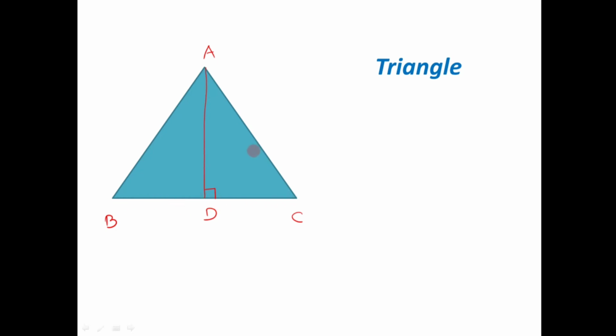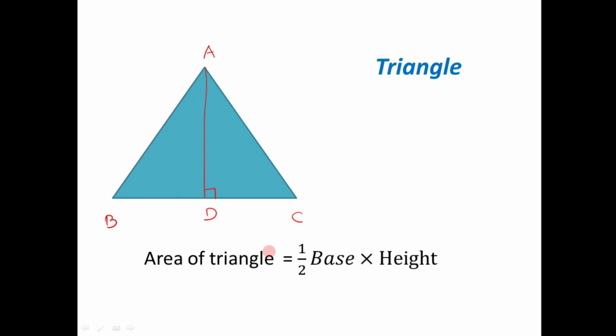So by having this, we get the formula for the area of a triangle: area of a triangle is equal to 1/2 into base into height. In this case BC is the base and AD is the perpendicular drawn on BC, that's why AD is the height. So by using this formula we can find the area of the triangle given.